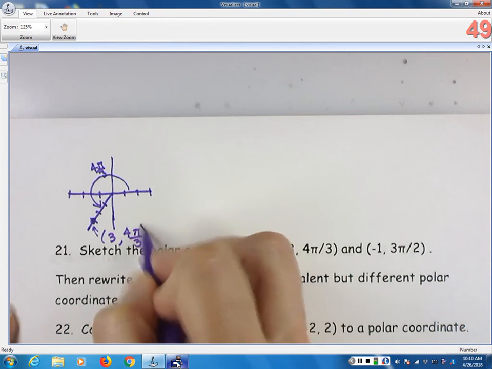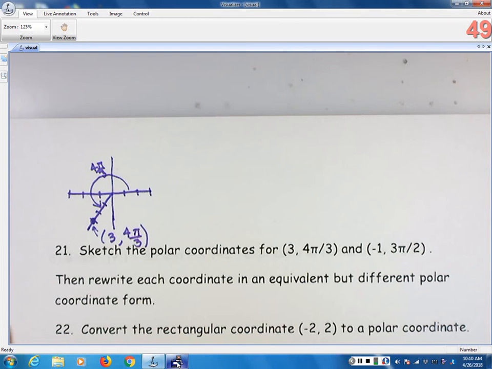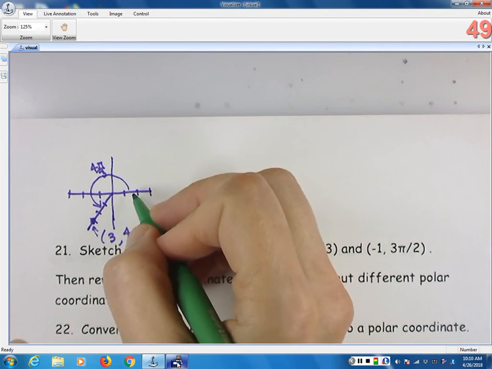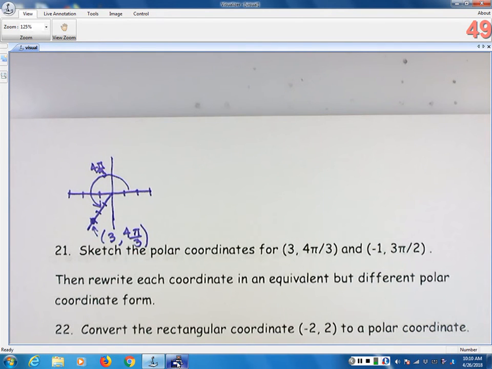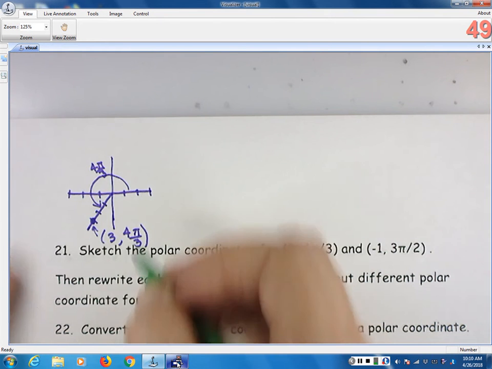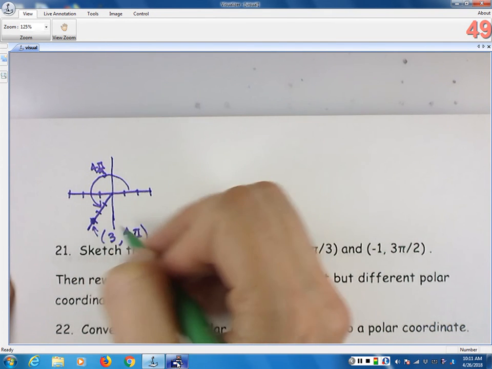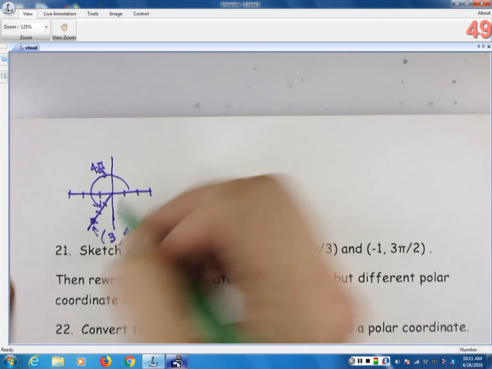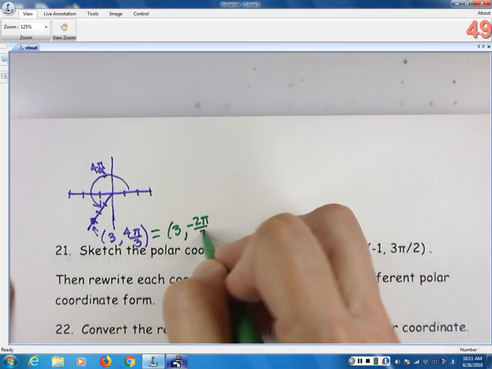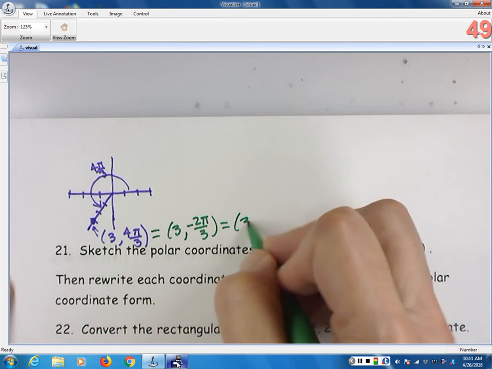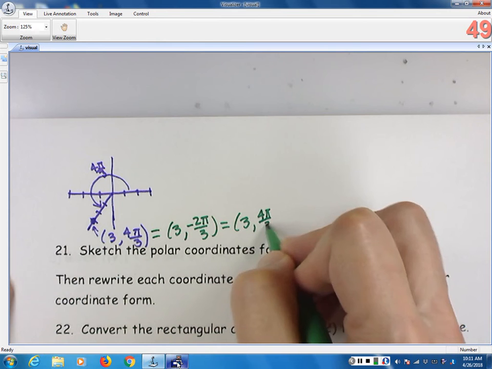Is this what you want me to do? Well, more so the conversions, like rewriting them as equivalent. Oh, okay. Because I got different figures than you. You have your choice. It's easiest to leave R positive. If I don't tell you to make it negative, let's leave it positive. You can add 2 pi, or you can use the negative angle, so this equals 3, negative 2 pi over 3. It equals 3, 4 pi over 3 plus 2 pi.